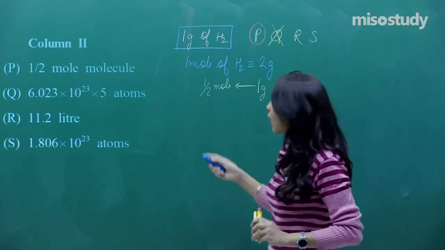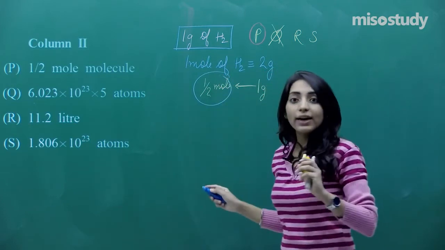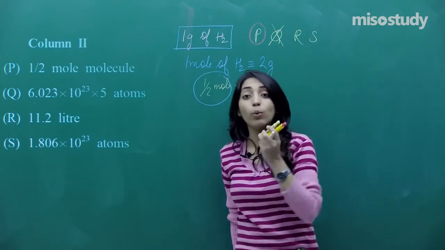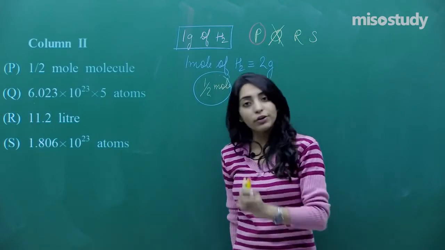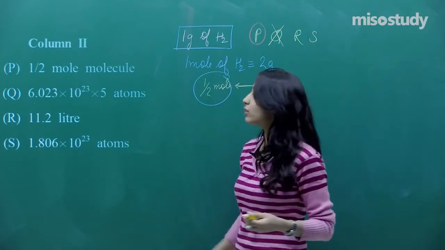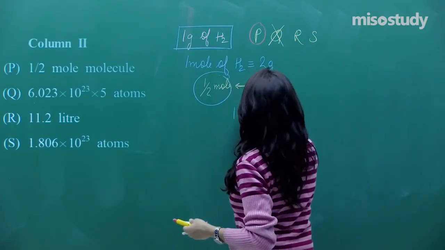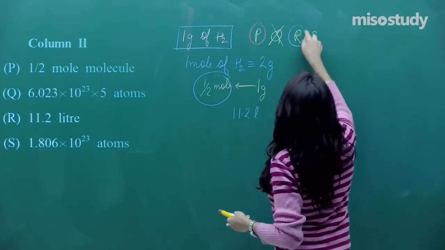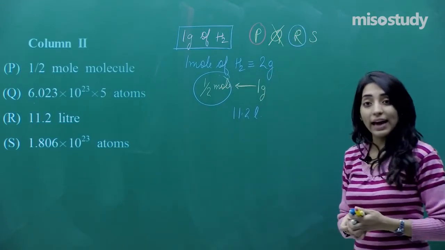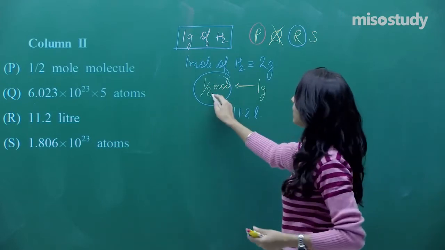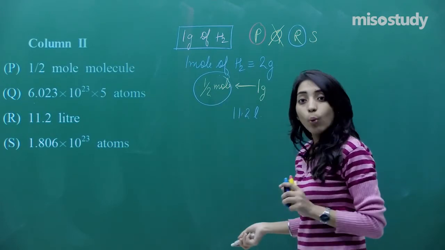Okay. So guys, now he is saying half moles. And I told you just a minute back, when you are taking 1 mole, the volume will be 22.4 liters. When you are taking half mole, the volume is going to be 11.2 liters. So that is also correct. And let us proceed with S. Let's see how many molecules will be there in half mole.